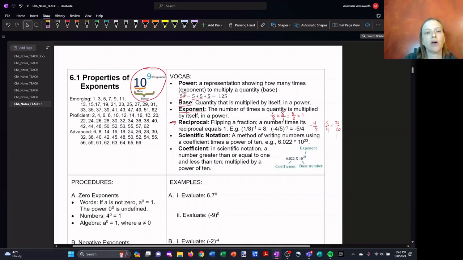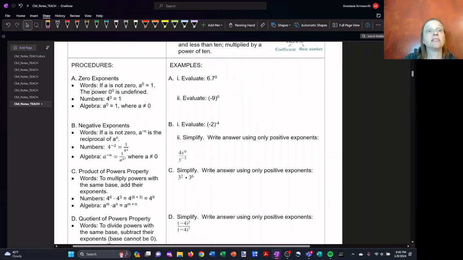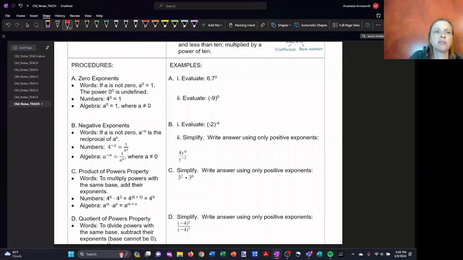So let's start off looking at how to handle zero exponents. For each of these examples, I've kind of written the definition 3 ways. I've written it in words, I've written it in numbers, and I've written it as an algebraic expression. So pay attention as we go along to which one of the definitions makes most sense to you. You don't have to write down all 3 of them. Write down the 1 or 2 definitions that make most sense to you.